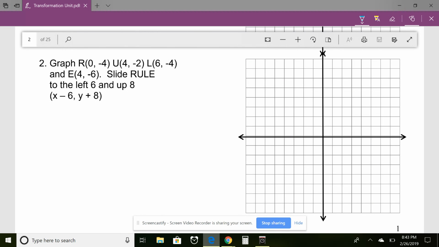All right. So we have the graph RULE. We're going to graph those points first. So R is 0, -4. U is 4, -2. L is 6, -4. And E is 4, -6. All right, so it looks like a nice little diamond.